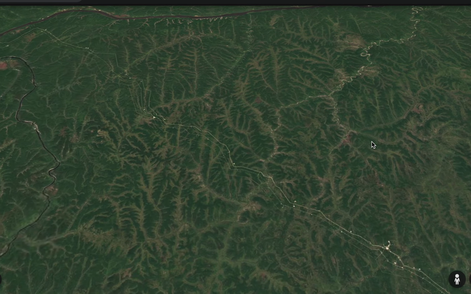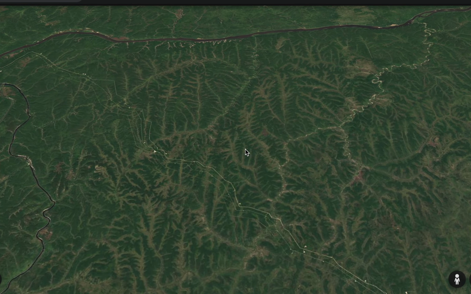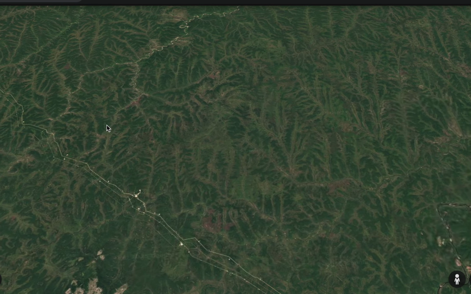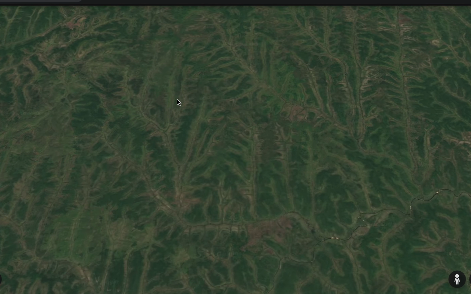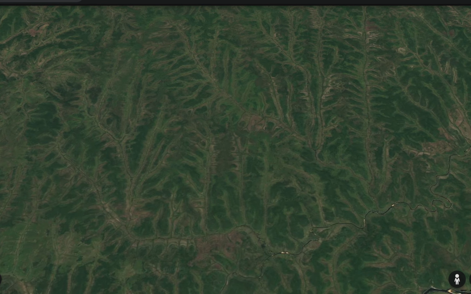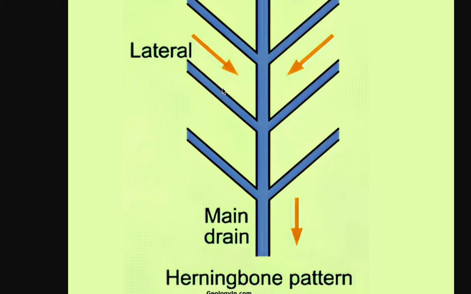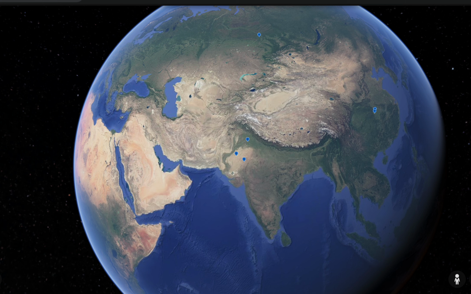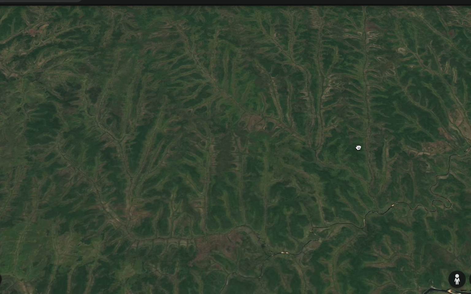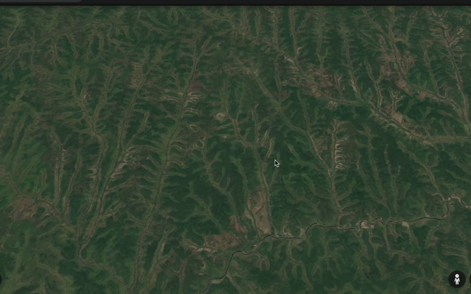But in this landscape, we also find how they branch together and come together. That's a normal herringbone pattern. Okay? The tributaries usually come at the same angle or at a slight angle with the mainstream pattern. So that's what we find with this.